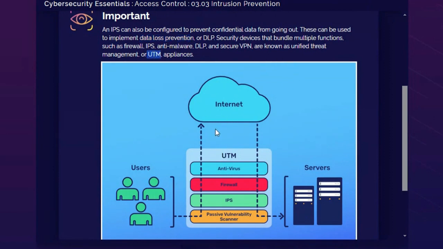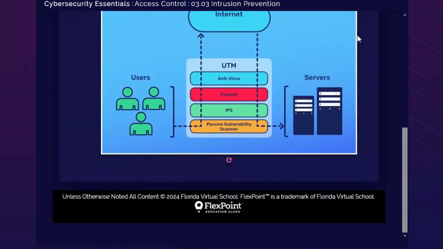So if you have your internet traffic going out or in, it passes through this UTM, which looks for viruses. It has that firewall, has the IPS, and a passive vulnerability scanner. So it protects people from either direction causing problems.